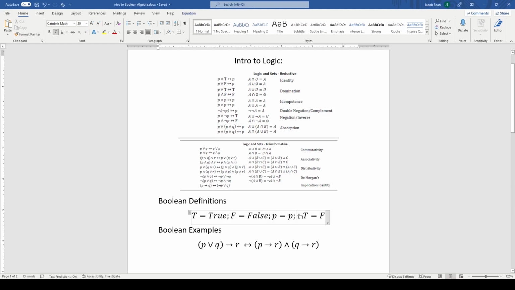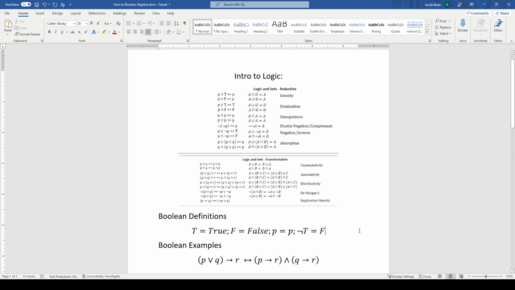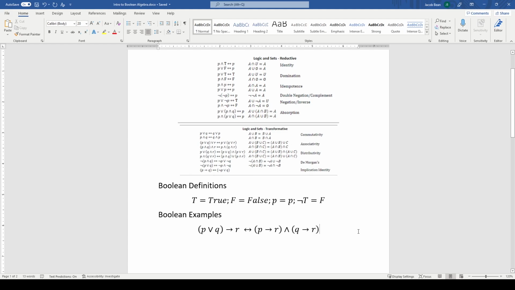Also, a lot of people, when they're working with Boolean algebra or logic, have different notations for negating. A lot of people use a bar. I'm going to be using the negation symbol, and that looks like this little sideways L. So not true would equal false, and that's what I'm showing you here. So let's move on to an example. If you're familiar with the topic, it's probably an example you may have seen before, but let's walk through it.